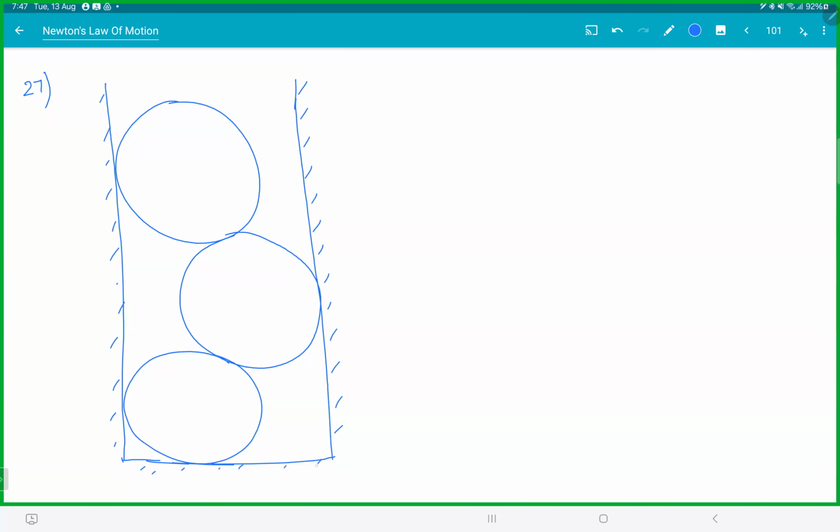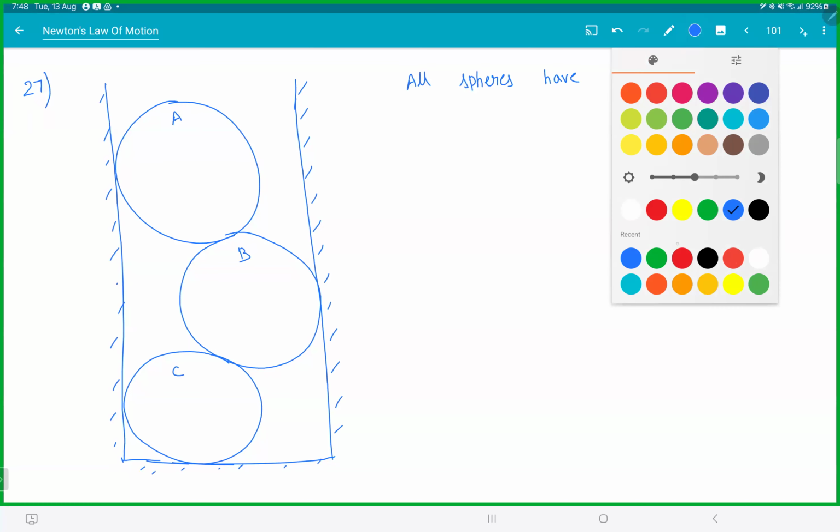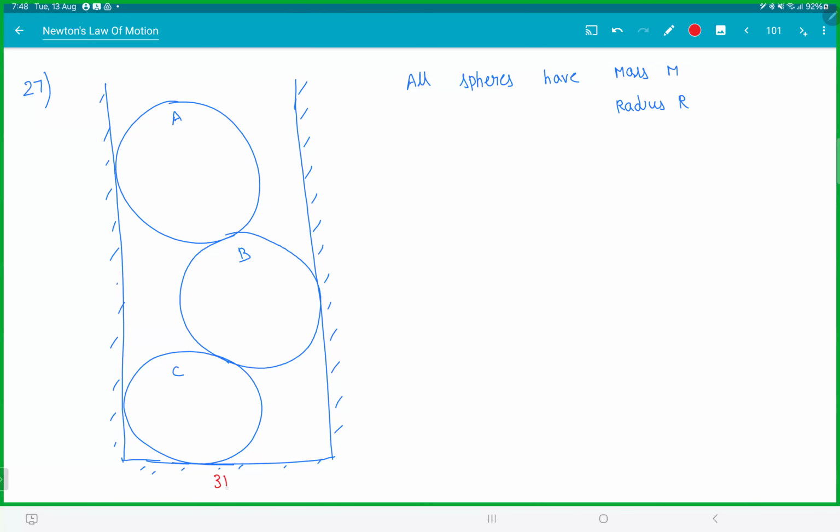There we have three identical balls, A, B, C. All spheres have mass m and radius r, so identical. The distance between them is 3r.